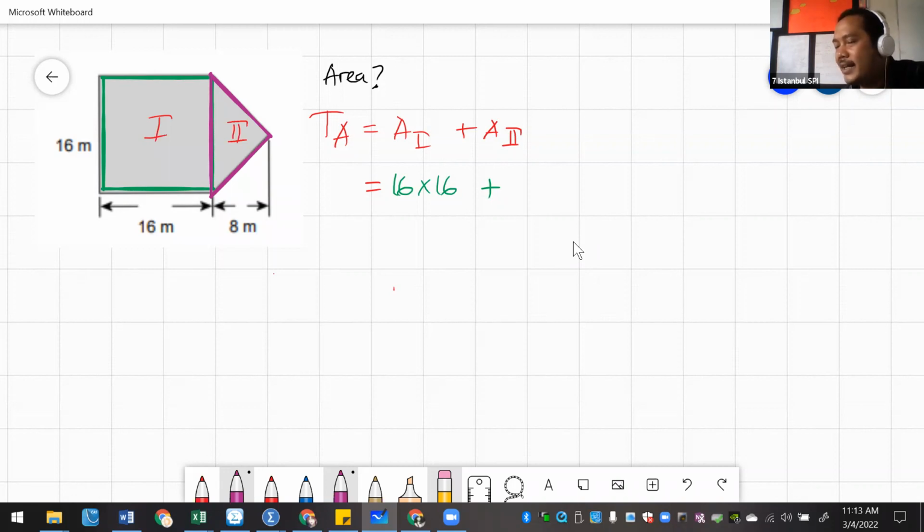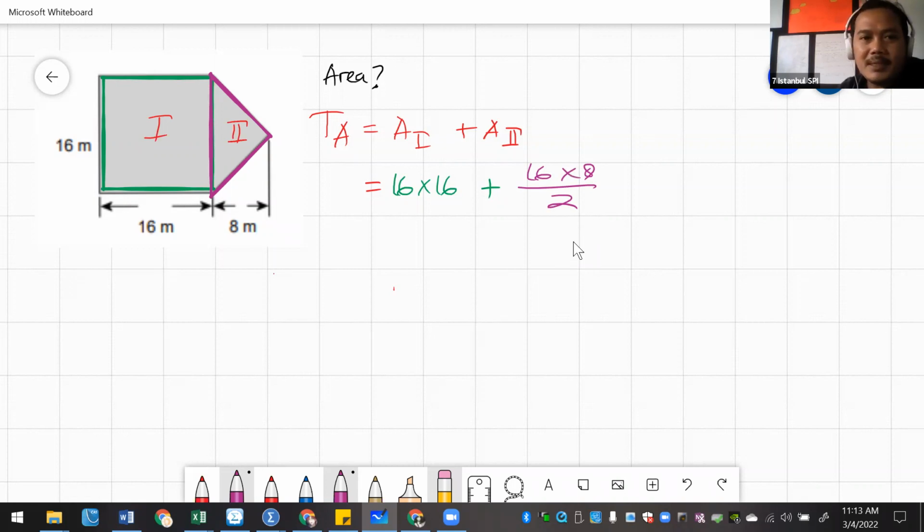Oke, saya mau ke Akasha lagi deh. Akasha, what do you think? What is the area of the second shape? 16 times 8 divided by 2. Yes, thank you very much, Akasha. Yes, it's 16 times 8 divided by 2. Remember, guys, what I said before that the area of a triangle is just like base times height divided by 2, right?